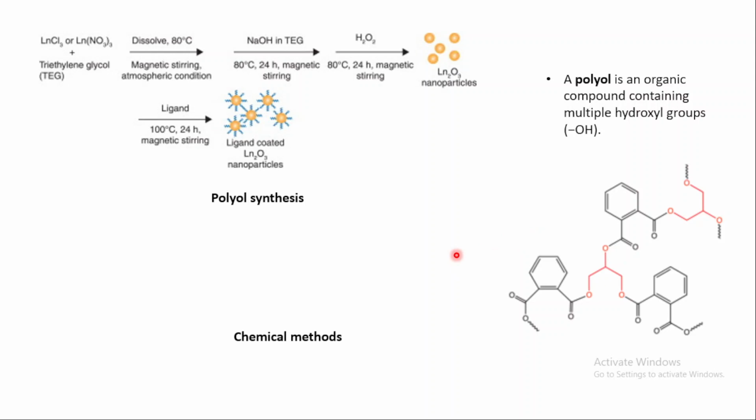Is it clear to students the difference between chemical and physical methods and why the answer should be polyol? The students have answered correctly. Option B is the answer, polyol synthesis. Is it clear to students? You can just mention in the chat box. I'll wait for some time for some responses.